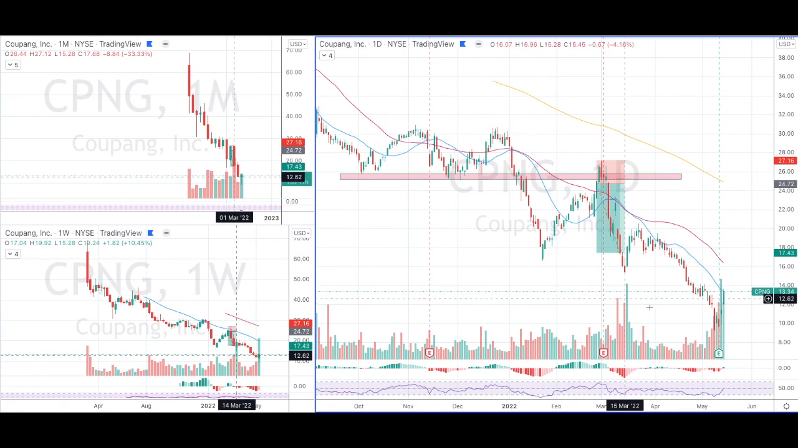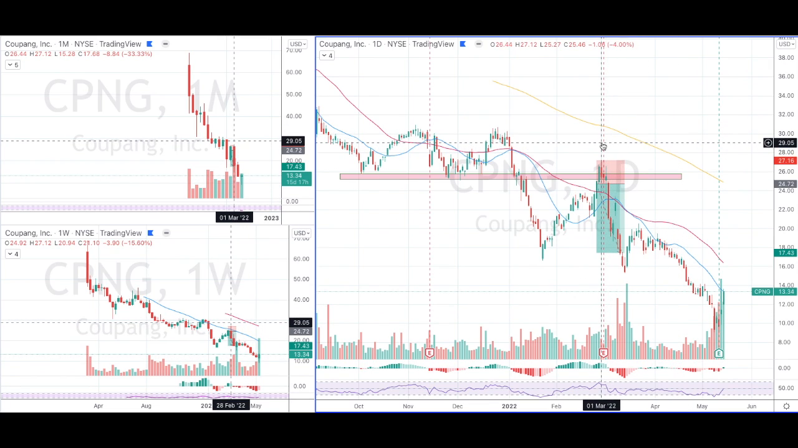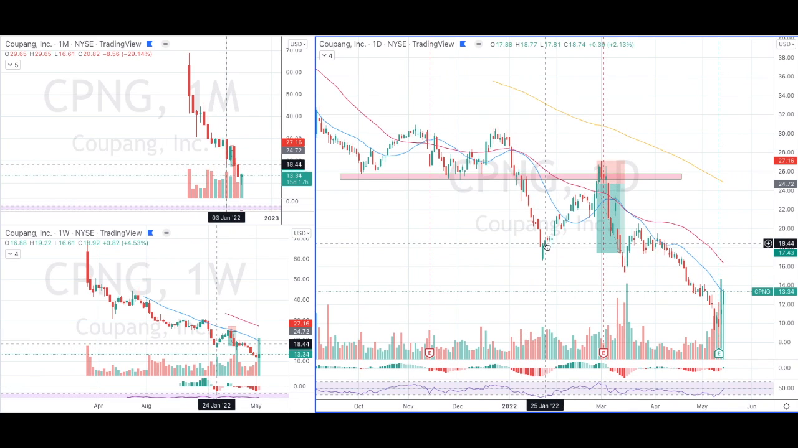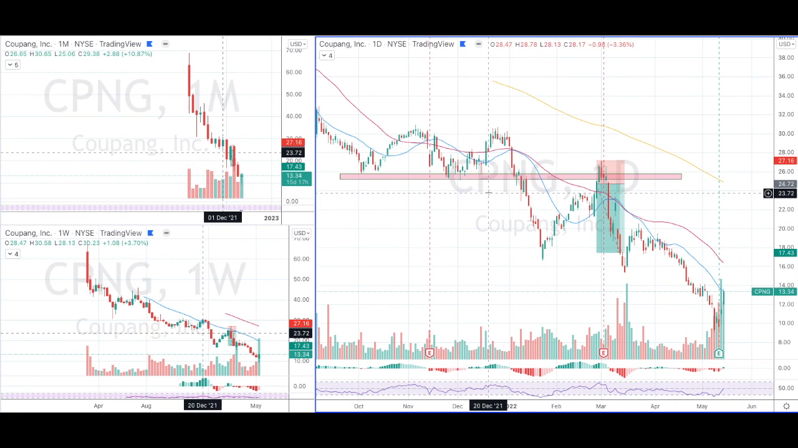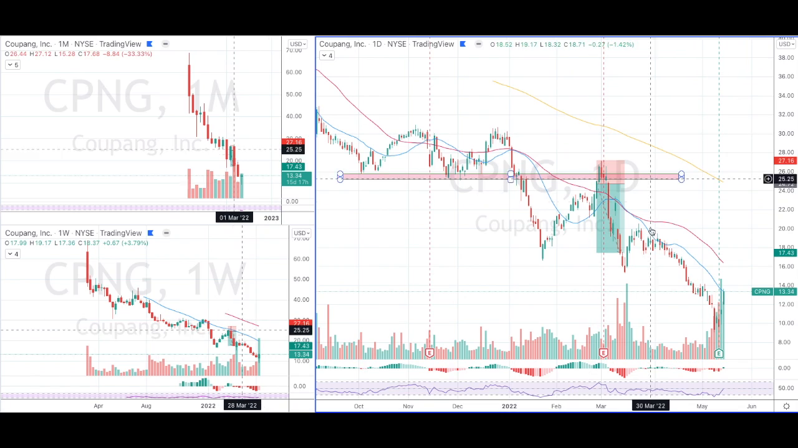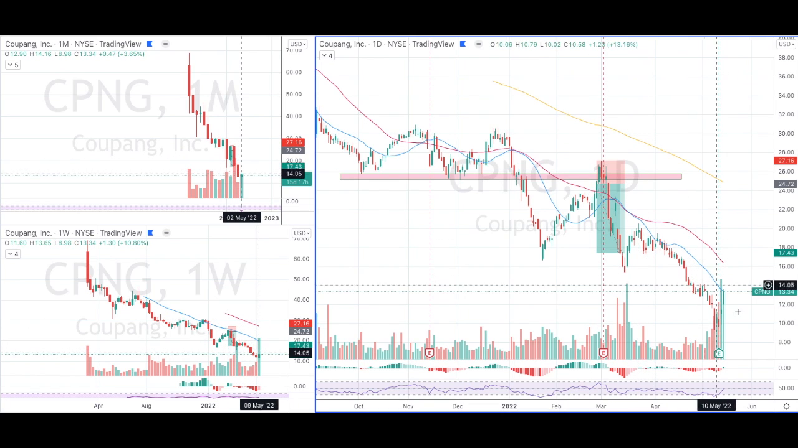CPNG is a similar idea. We had some success with this one in the past from March the 4th. What happened on March the 4th is we saw a bounce into what was a support area but now becoming a resistance area. We took it short with a decent move to the downside.